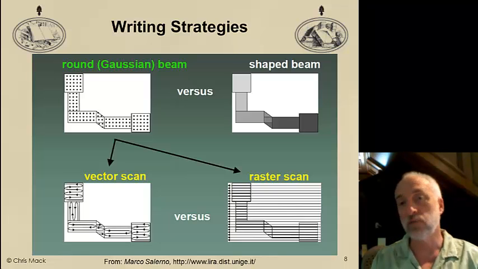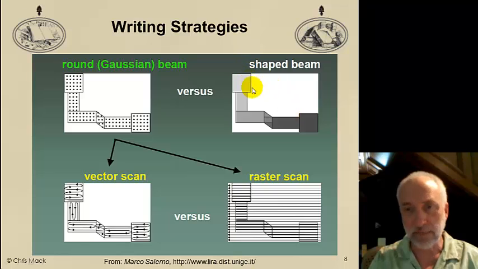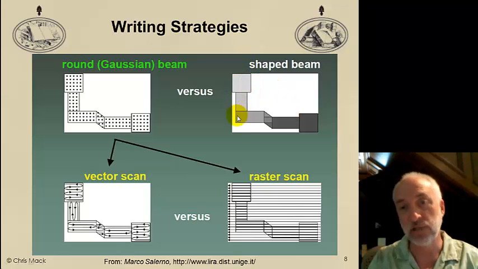As you might imagine, this requires, as we talked about in the last lecture, a fracturing step ahead of time where the data, which is made up of these polygons, is fractured into individual shots, and then the shots are fed to the beam writer.